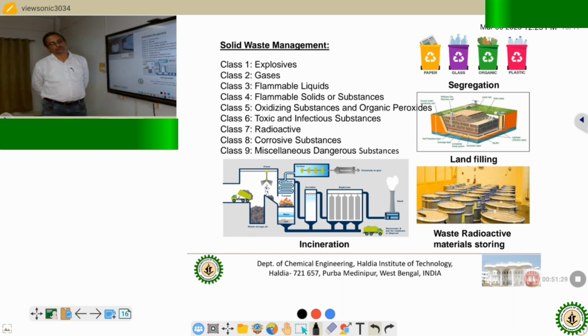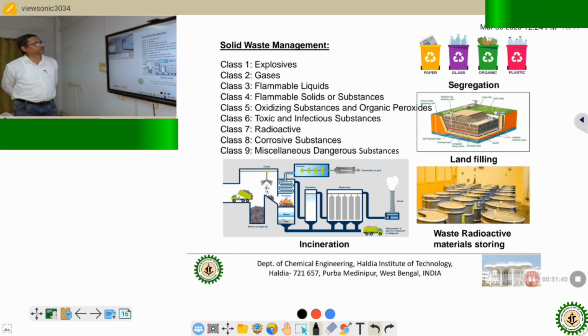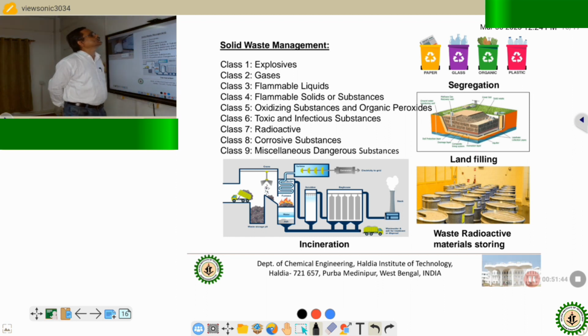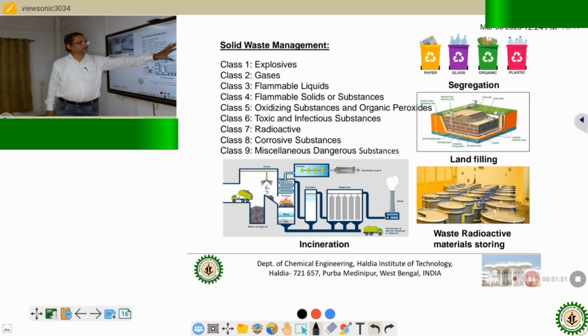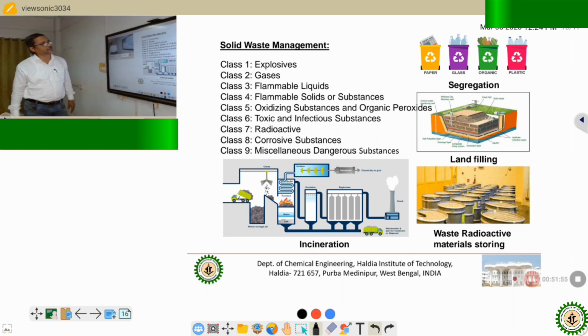Color codes are generally used for different materials. For paper, yellow; glass is pink; and for organic waste, there's a green one. Plastic is light pink. This is the brown one, like that. So different color codes are used, so that we keep the dustbin or waste basin that way, and we collect the waste material there accordingly.